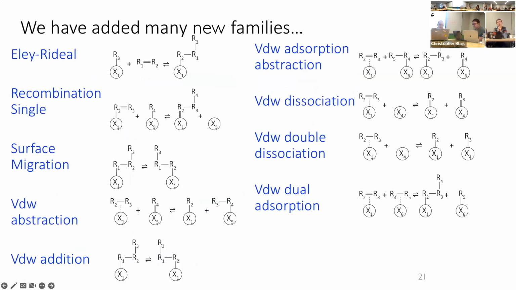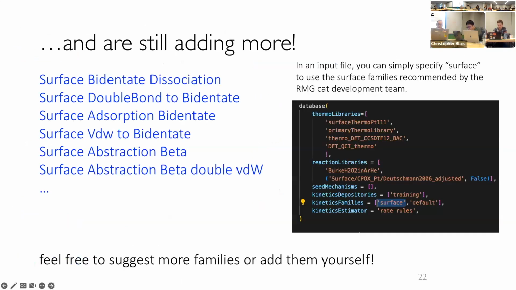This has changed. We've added quite a few new reaction families. In particular, Emily added a lot of van der Waals reaction families, and Bjarne from Brown has added a lot of these abstraction beta double bond families. It's basically similar to the families we already have in there, but it's at the beta position, so it's one carbon over.